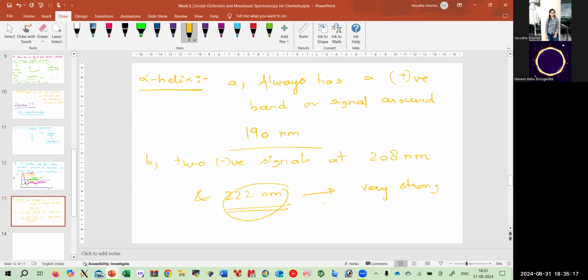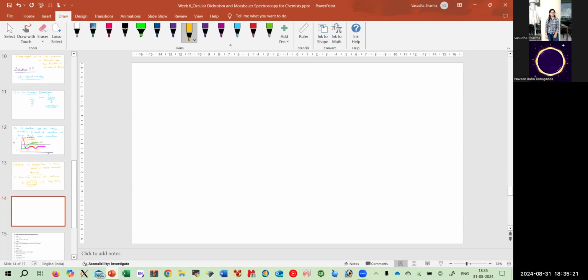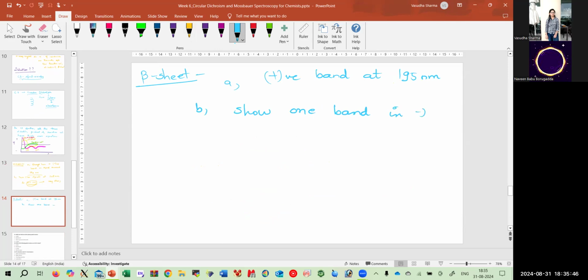So this is very easy to identify alpha helix, beta sheet, or random coil. Now the second signature that we are going to talk about is of beta sheet. Beta sheet also, as we saw, starts from the positive end only. It will show a positive band at 195, which is very close to your alpha helix. But in the negative region, it would only show one band in the negative region.